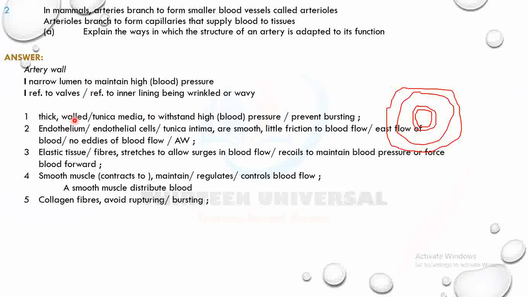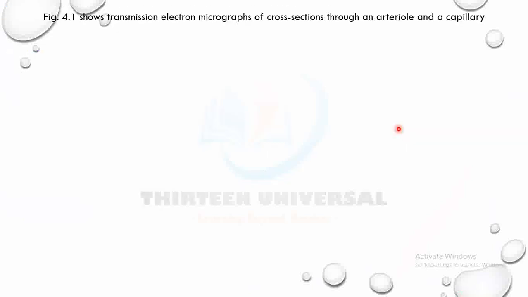So you see, thick wall, tunica media, to withstand blood pressure and prevent bursting. Endothelium has a smooth surface with little friction to blood flow, to ease flow. Elastic fiber stretches to allow surges in blood or recoils to maintain blood pressure. Of course, smooth muscles contract to regulate and control blood flow. Collagen fiber, so you have to mention the structures that are present in these layers and what they actually do to help the artery carry out its function.